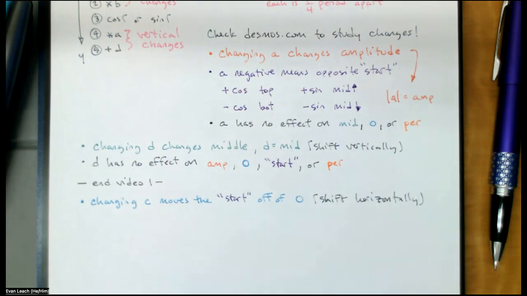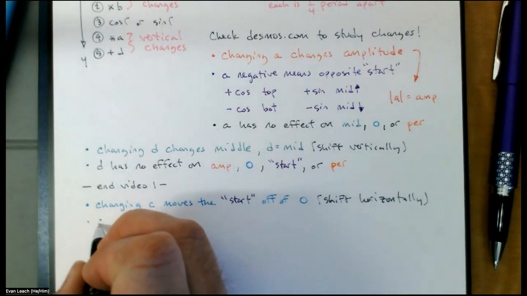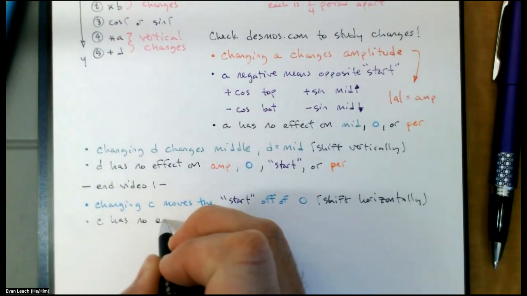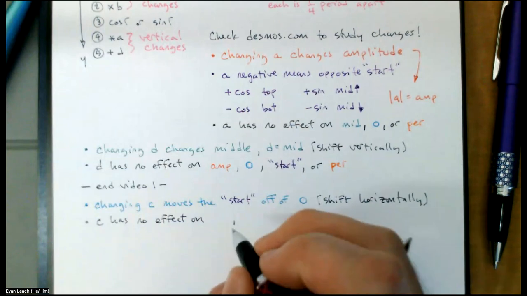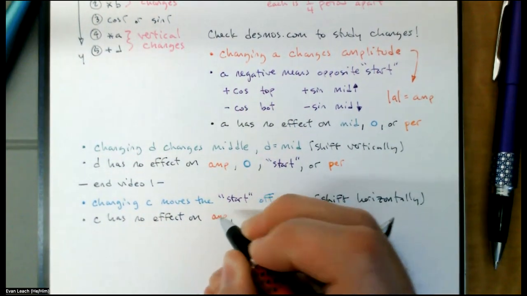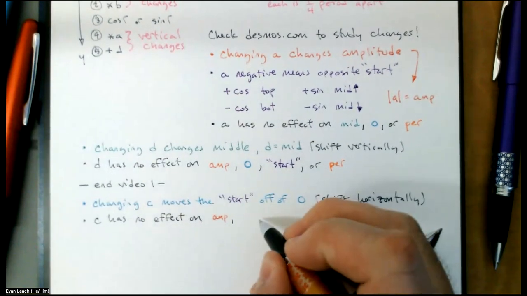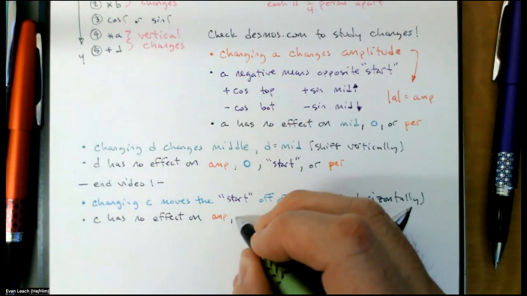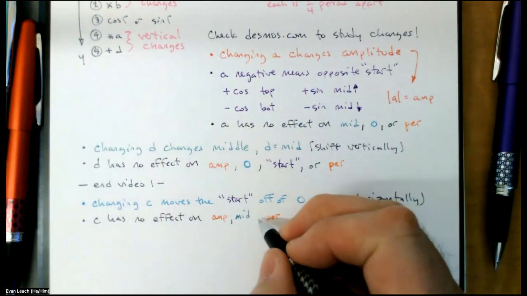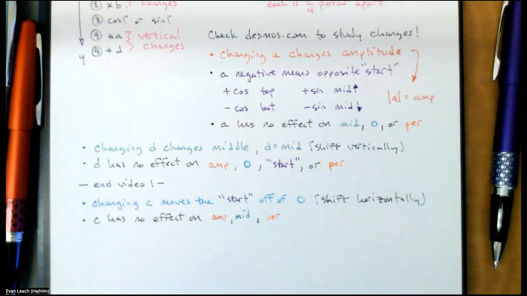C had no effect on the other stuff. C did not have any effect on the amplitude, where the middle of the graph was, or the period, how long it took to get through one cycle. Gosh, I wonder what B is going to do.